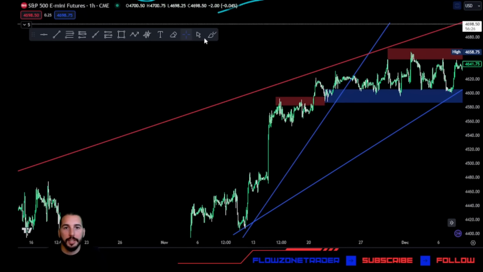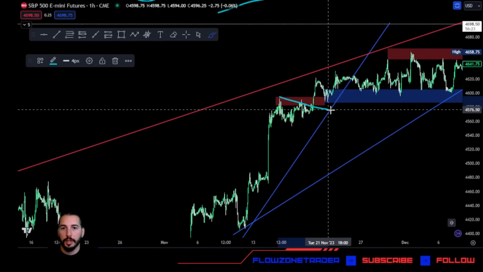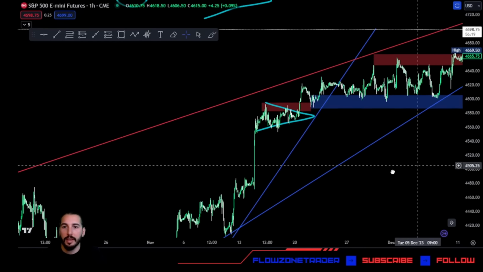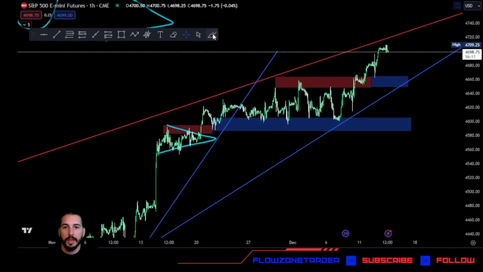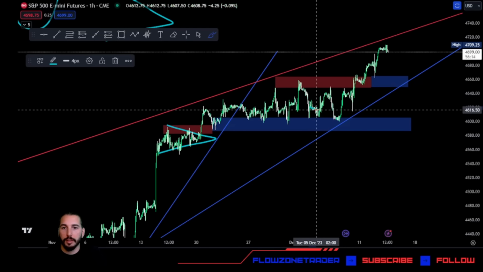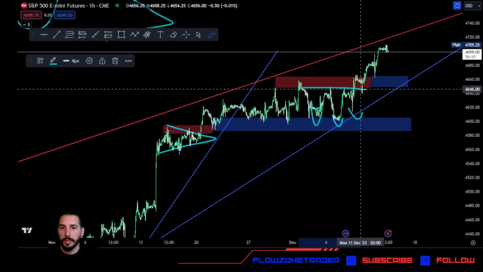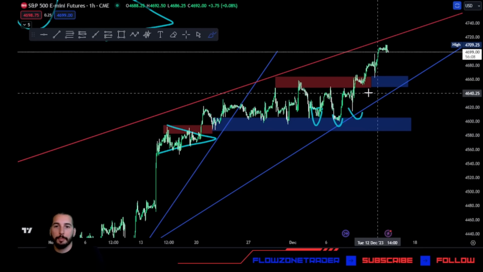So this would be a squeeze for me. This is a nice triangle right here, something I would participate in as a flag. It's known as a flag. We break out to the upside. Here again is a very nice head and shoulder. There's your left shoulder, liquidity, head, right shoulder, liquidity, neckline break. So as you can see, they happen all the time.